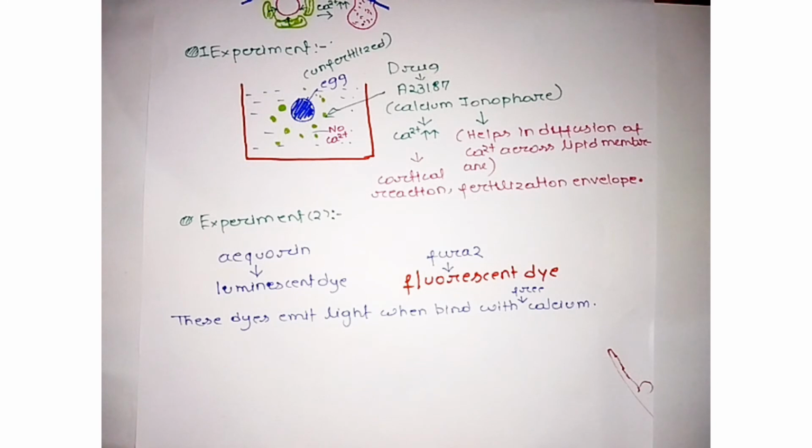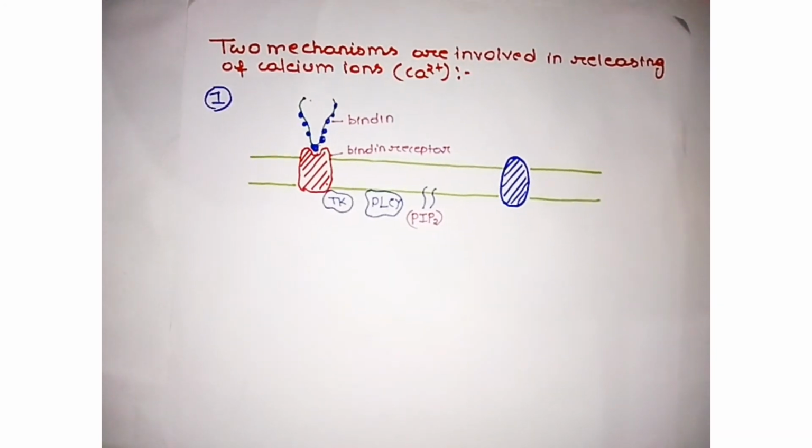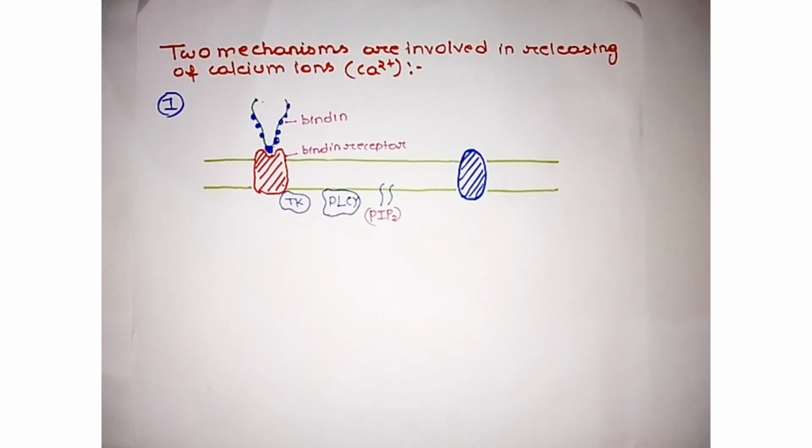Now the second very important topic is also on calcium, that there are two mechanisms involved in releasing of calcium ions. So the two mechanisms are involved in releasing of calcium. First we discuss the first important mechanism.